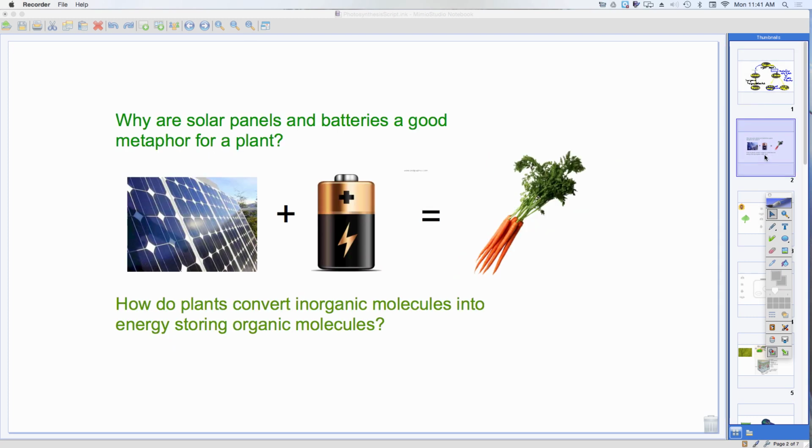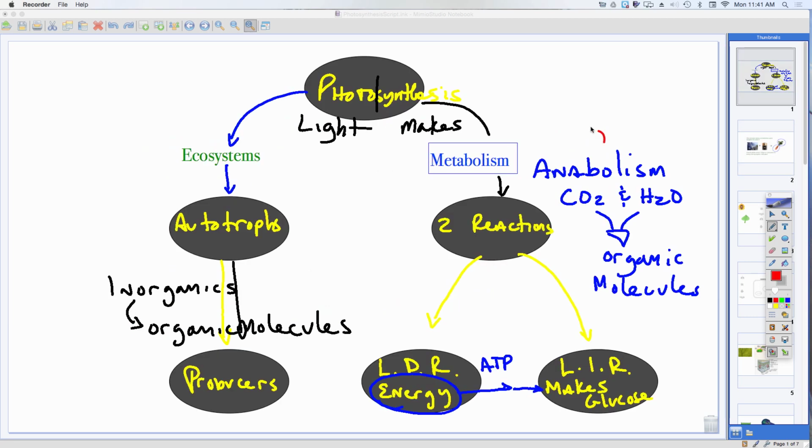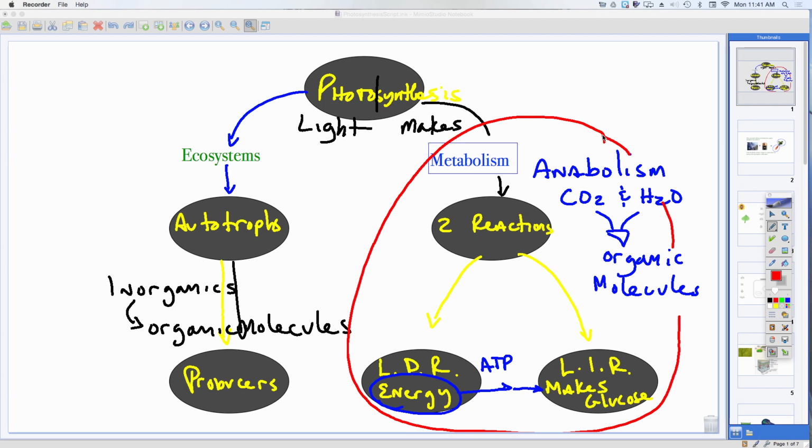As we study photosynthesis, you may want to think of these two focus questions. Why are solar panels and batteries a good metaphor for a plant? And you might think for a moment, if we look at my picture of carrots here, by the time we're done, you might want to think, all right, which part of the carrot are solar panels, and which part of the carrot is the battery? And then how do plants convert inorganic molecules into energy-storing organic molecules? And that is the point that I was trying to raise with you on this metabolism side, where photosynthesis is an anabolic process that makes organic molecules.